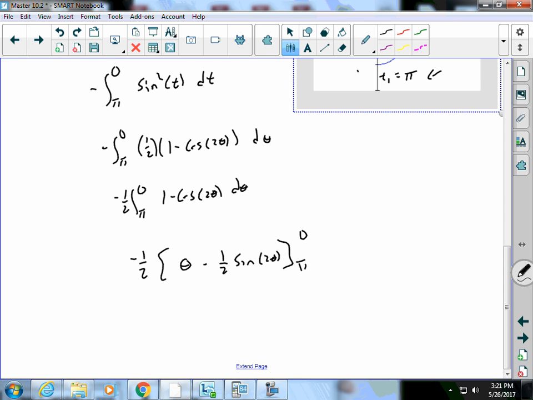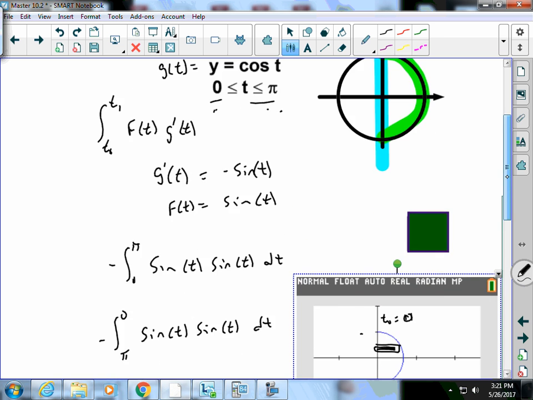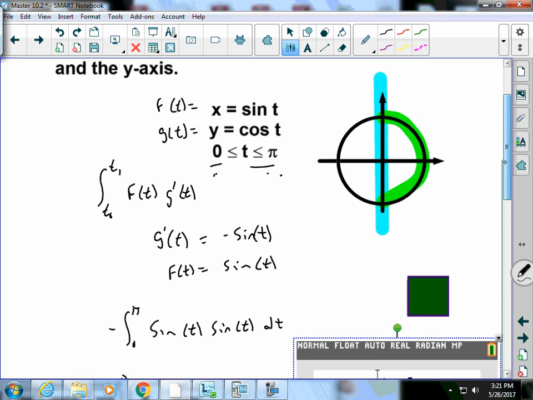And when I do that, I get a minus 1/2. Put 0 in, I get 0 minus 0, minus, put pi in, pi minus, that turns out to be 0. So I end up with a minus 1/2 times the minus pi, which is just pi over 2 positive. If we would have done it the other way, from 0 to pi instead of pi to 0, we would end up with a minus pi over 2. And that doesn't make sense when we're talking about the area, right? The area bounded by the curve is going to be positive.